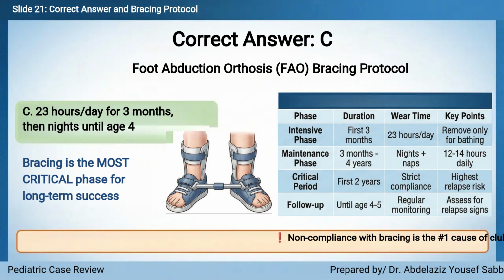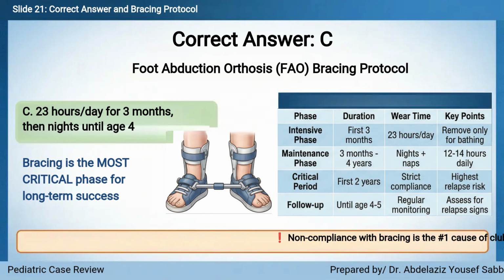During the intensive phase, which covers the first 3 months, the brace is worn 23 hours per day and removed only for bathing. During the maintenance phase, from 3 months to 4 years of age, the brace is worn during nights and naps, providing 12 to 14 hours of daily wear. The first 2 years of life represent the critical period of highest relapse risk and require strict compliance. Follow-up continues until age 4 to 5 years with regular monitoring for signs of relapse.